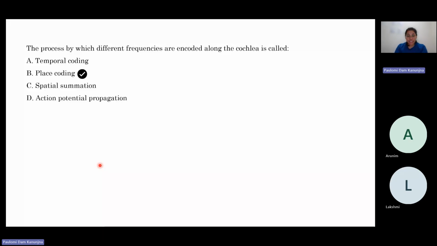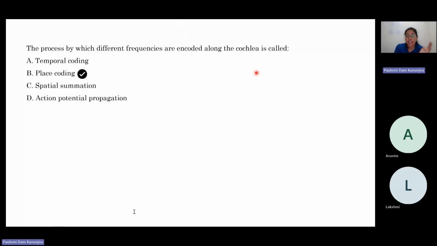Like someone said, it's place coding. The question here was: the process by which you encode different frequencies along the cochlea. So the cochlea receives all these different vibrations, right? And then it is supposed to break down the frequencies that are coming, and that entire process is called place coding, right? Now, what does it do? What is place coding?